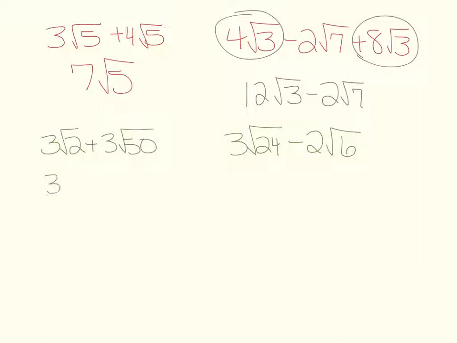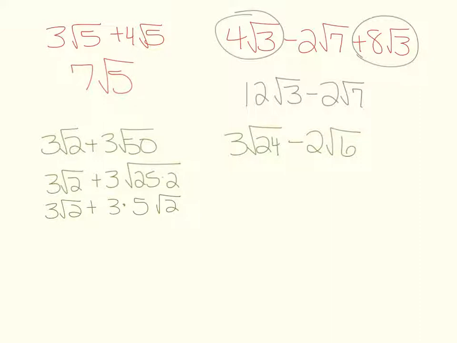Okay? So the 3 root 2 I can't do anything with. 3 root 50, what perfect square divides 50? 25 times 2. Look, my 2 showed up. I was expecting a 2 to get these to match. Now I've got to clean it up. This is going to be 3 times 5. Square root of 2 is stuck. Can't do anything with it. I get 3 root 2 plus 15 root 2, which happens to be 18 root 2.